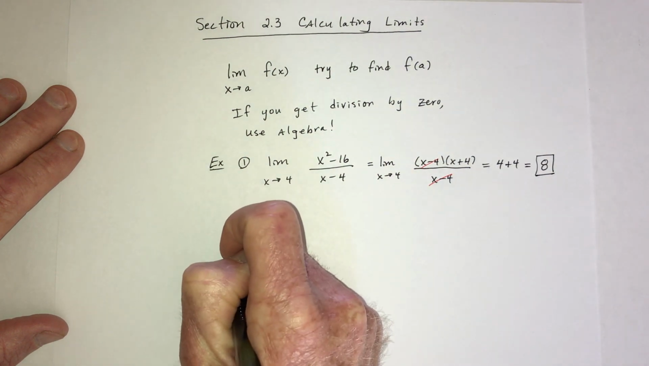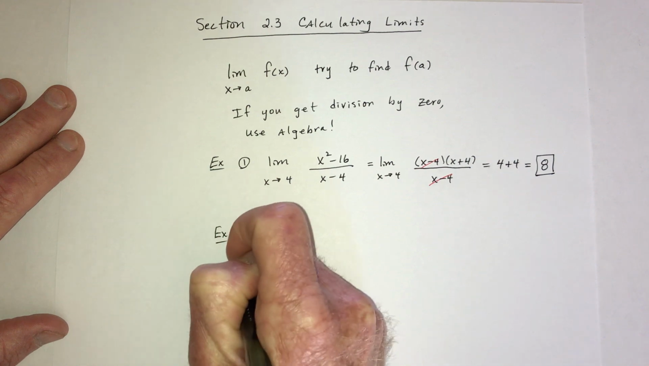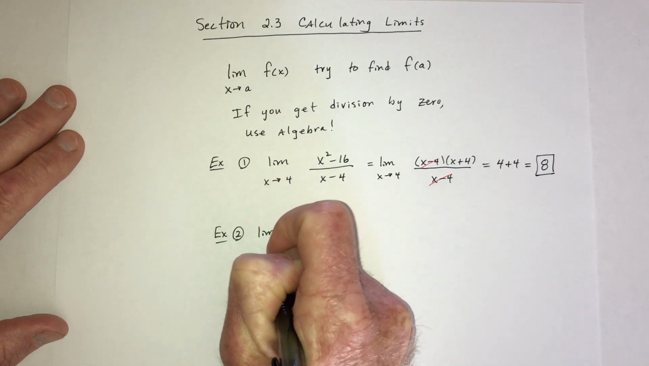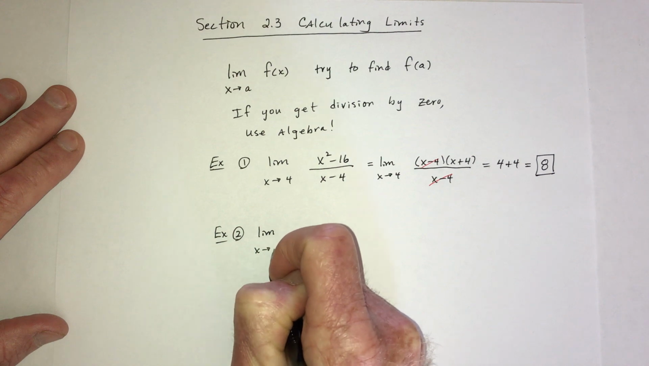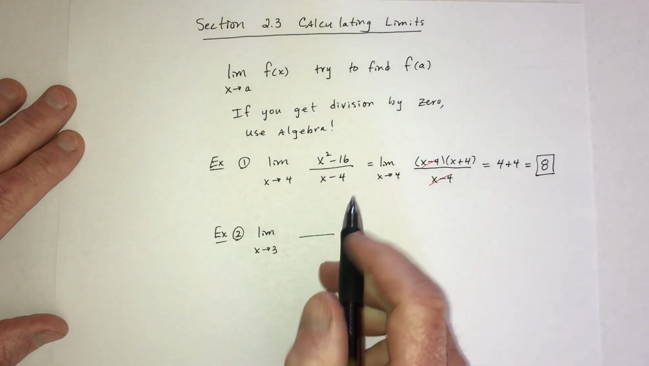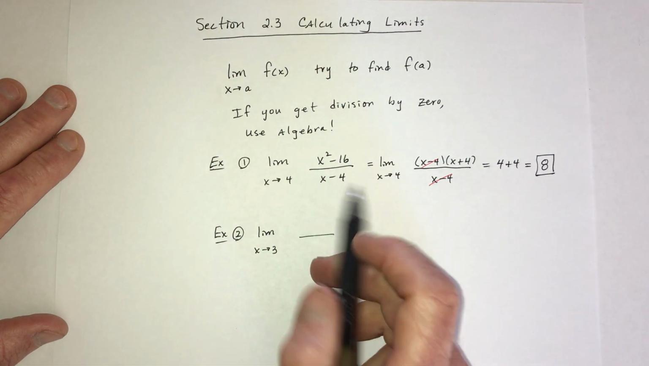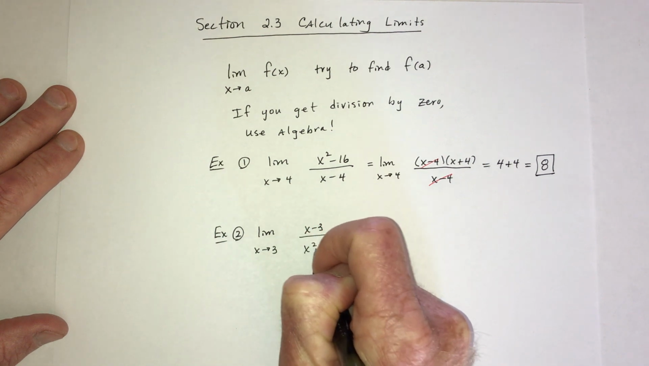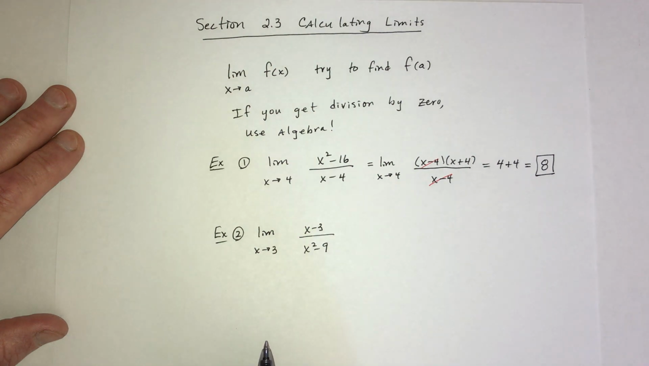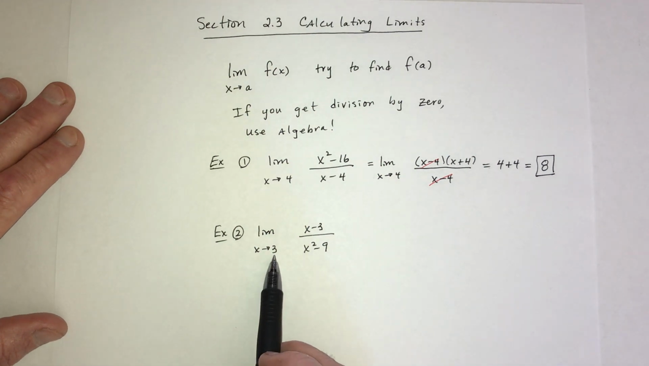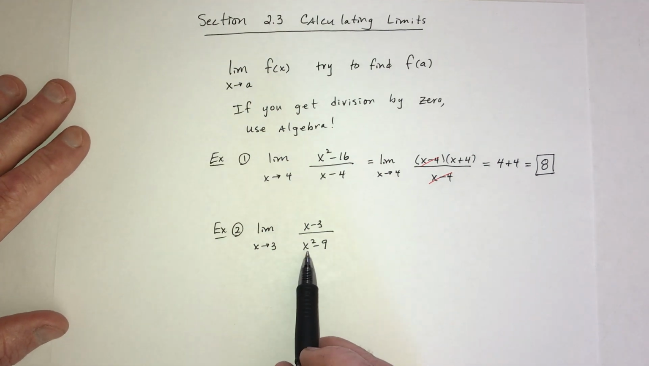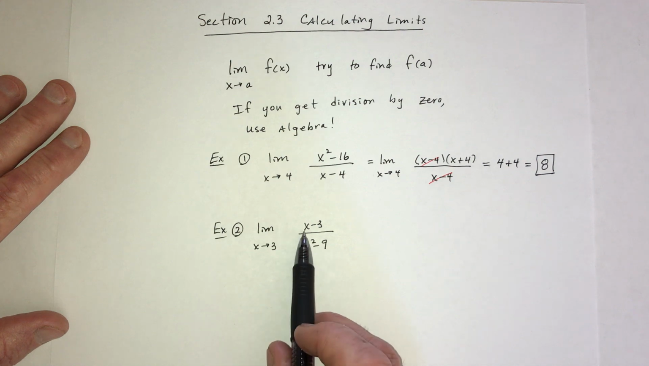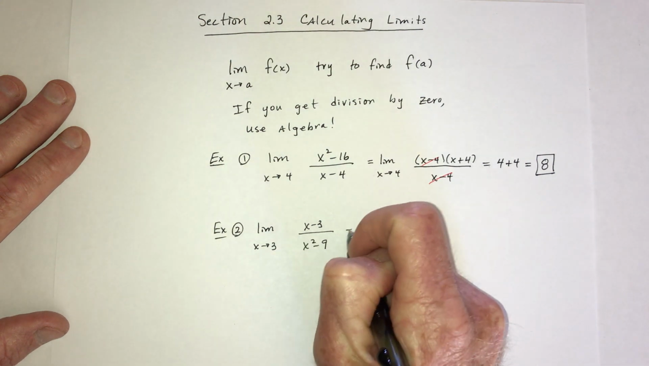Now example number 2 is similar, at least as far as the algebra and the work, but the result is a little bit different. So basically, what if these were switched? What if it had x minus 3 on the top and x squared minus 9 on the bottom? So the limit as x approaches 3, if you substitute that in, this will be 0, this will be 0. So again, we need to do algebra.